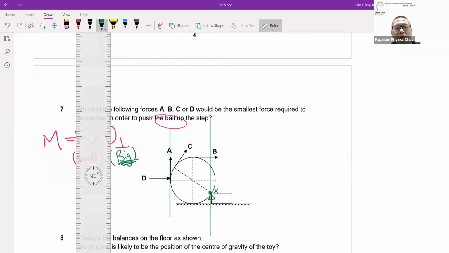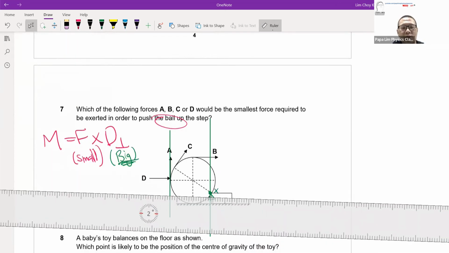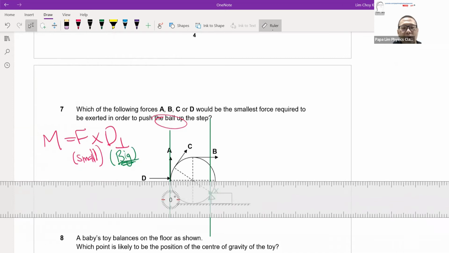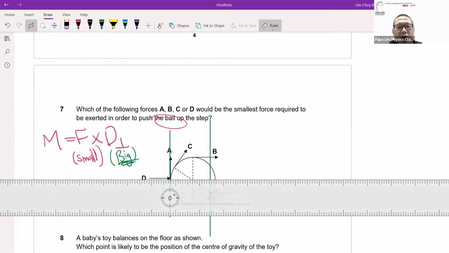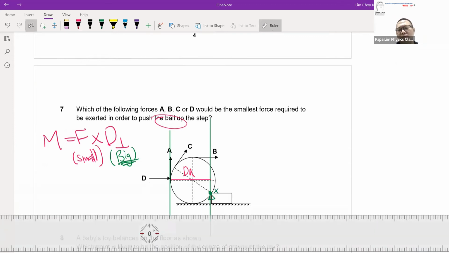Now I want the shortest distance between these two lines. Normally I tell students to put a ruler between them, and you should form an I or an H shape. The shortest distance between these two lines is the perpendicular distance. So this is what we call D perpendicular for A, if I use the force at A. It will be maybe about 80% of the diameter. This is how I find the perpendicular distance of A.